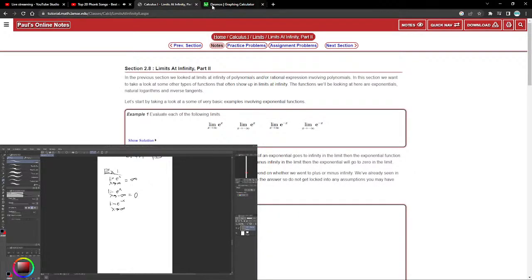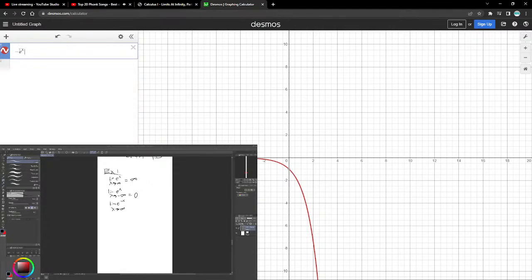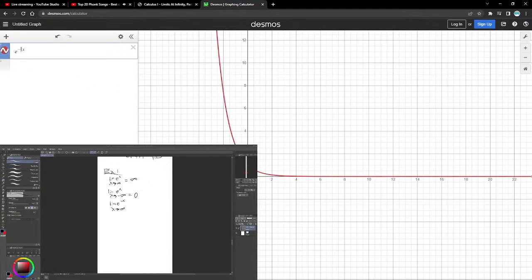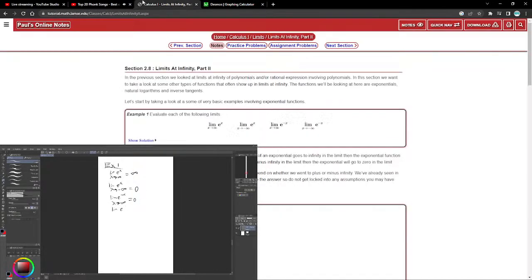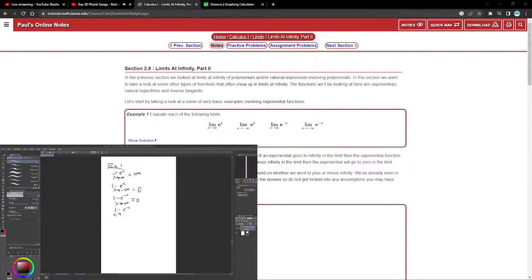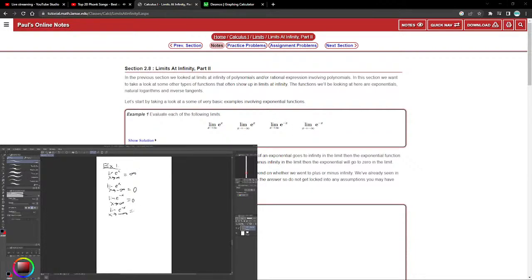Okay. So if you're going infinity, or wait, I put the negative in the wrong place. The negative is on the x. Wait, what's that do to it? Okay, it flips it that way. So as x approaches infinity, it's going to approach 0. What's the last one? Negative x. As x approaches negative infinity, it's going to be infinity.